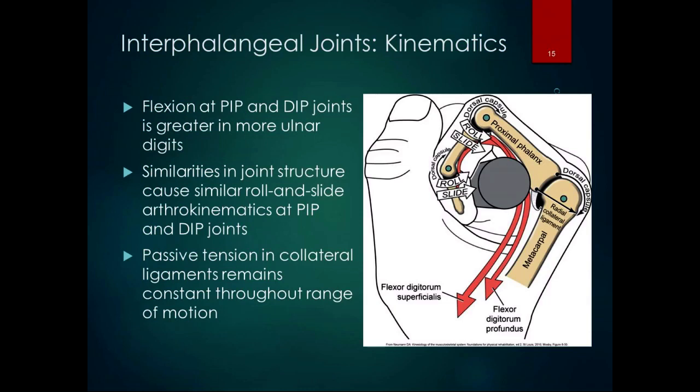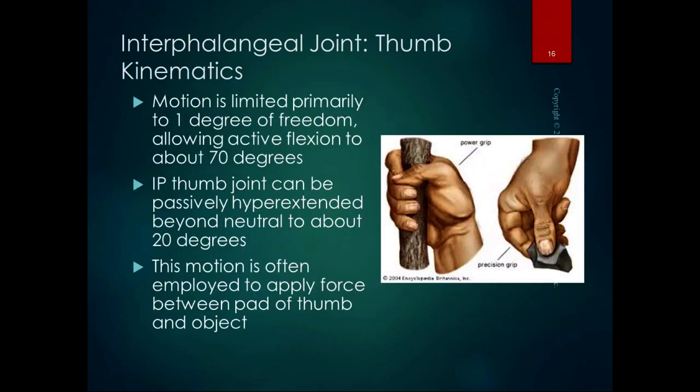So the similarities in joint structure cause roll and slide arthrokinematics at the PIP and the DIP joints. So we roll and slide in the same direction because it's concave moving on convex. Passive tension in the collateral ligaments remains constant throughout the range of motion. So our interphalangeal joints are made for stability in grasp. That is their point. The interphalangeal joint of the thumb, there's only one.